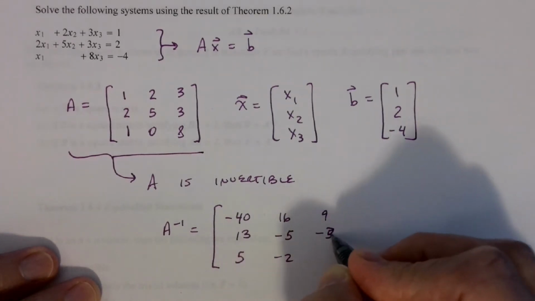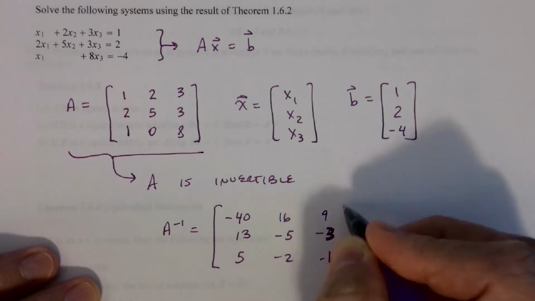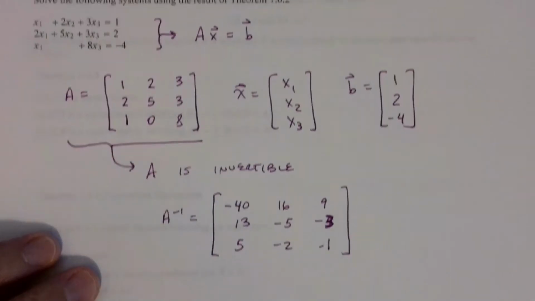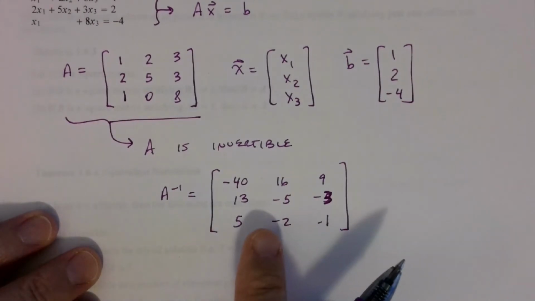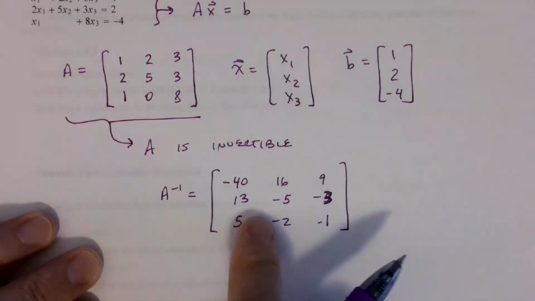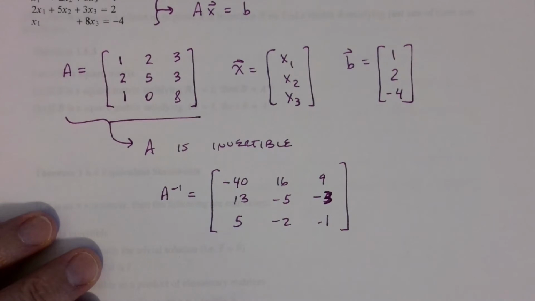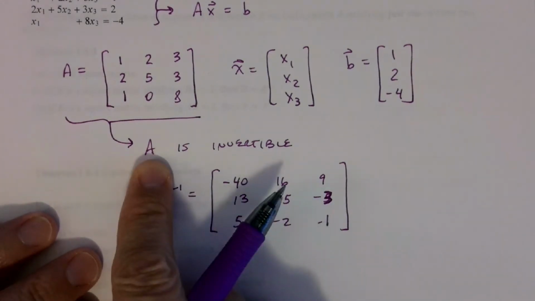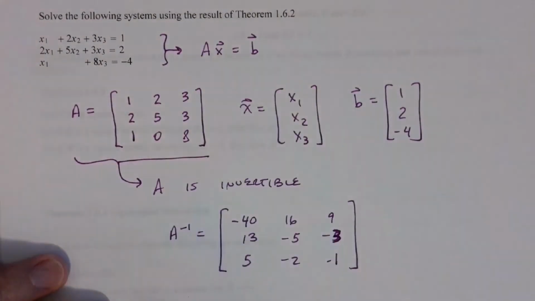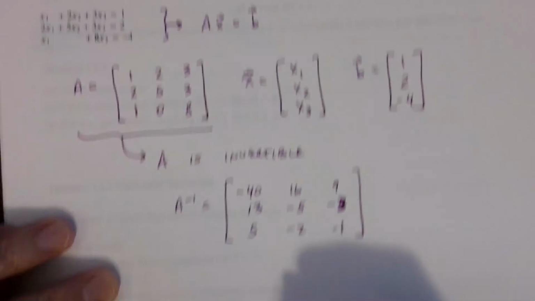Oops, -3 and -1. Okay, that's the inverse. And you can check and confirm that if I multiply these two matrices together, I get the identity matrix. But since it is invertible by the theorem we just looked at, there's one solution to this system. And what is that solution?